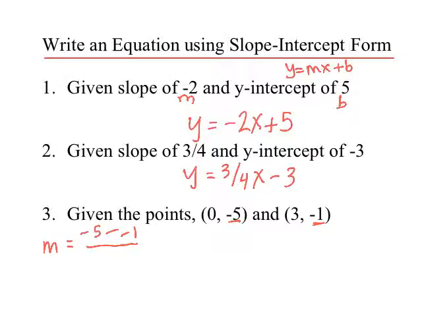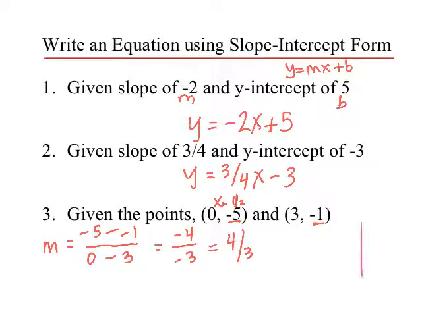And then the x2, we're going to call this the x2 and the y2. We could have switched them, it doesn't matter, as long as we're consistent top and bottom. So x2 minus x1. And then we simplify. Negative 5 plus 1 is negative 4 over negative 3, and that is positive 4/3.